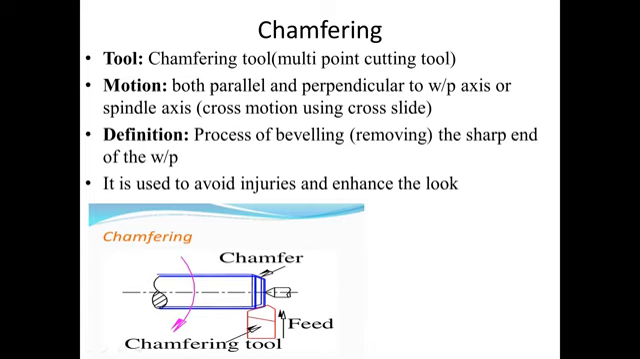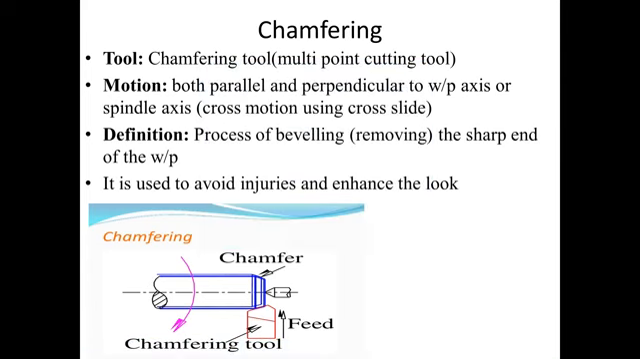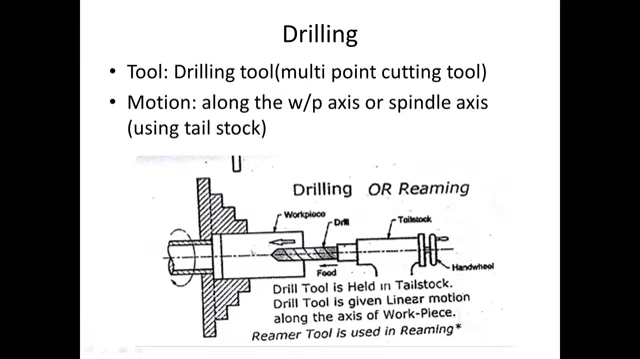Next operation is chamfering. It is again a multi-point cutting tool where we need to chamfer the edges. Again, the reason we are using the chamfering operation is to avoid injuries and to enhance the look. So many times, to avoid injury from the sharp corners of cylindrical workpieces, we do the chamfering operation by using a multi-point cutting tool. The motion is again the same. The feed is a cross feed to chamfer the edges.